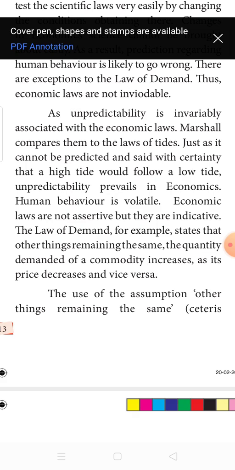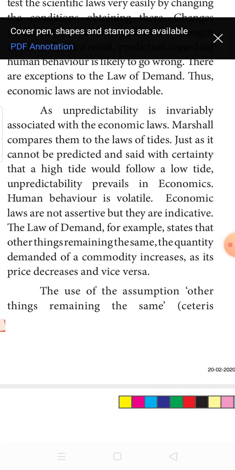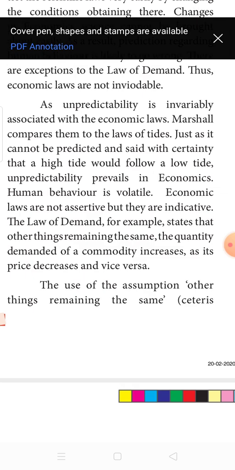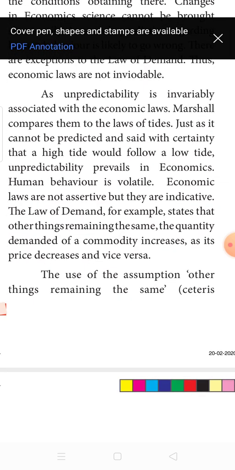Next is Marshall. He compares the laws of economics to the laws of tides. The laws of tides cannot be predicted, can they? Can you say that every time the tide rises to this particular level and then falls to this particular level? It is not predictable at all. Sometimes the tide has a very high tide, sometimes it has a low ebb also. So it is Marshall who compares the laws of economics to the laws of tides.